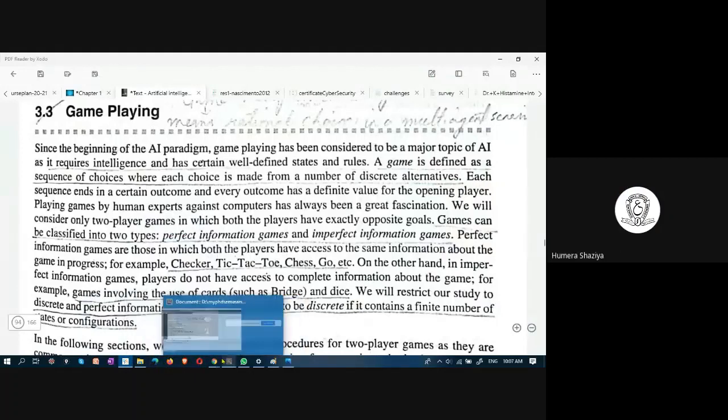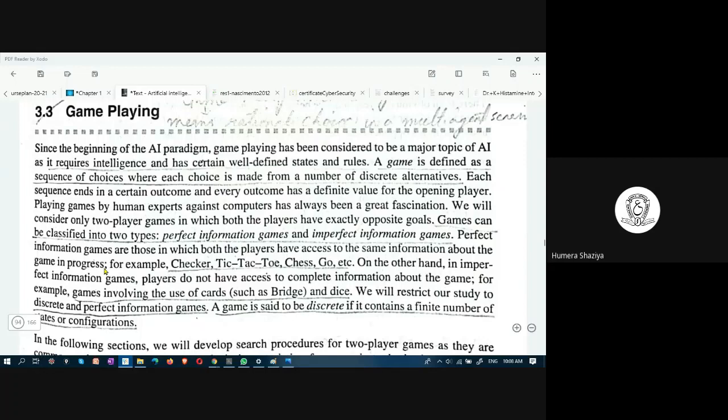Good morning, students. The topic of discussion for today is gameplay. We are learning how an AI system could solve search related problems like the traveling salesman problem, water jug problem, cannibals and missionaries problem. Likewise, in this chapter, we will look at how AI would solve a game problem.